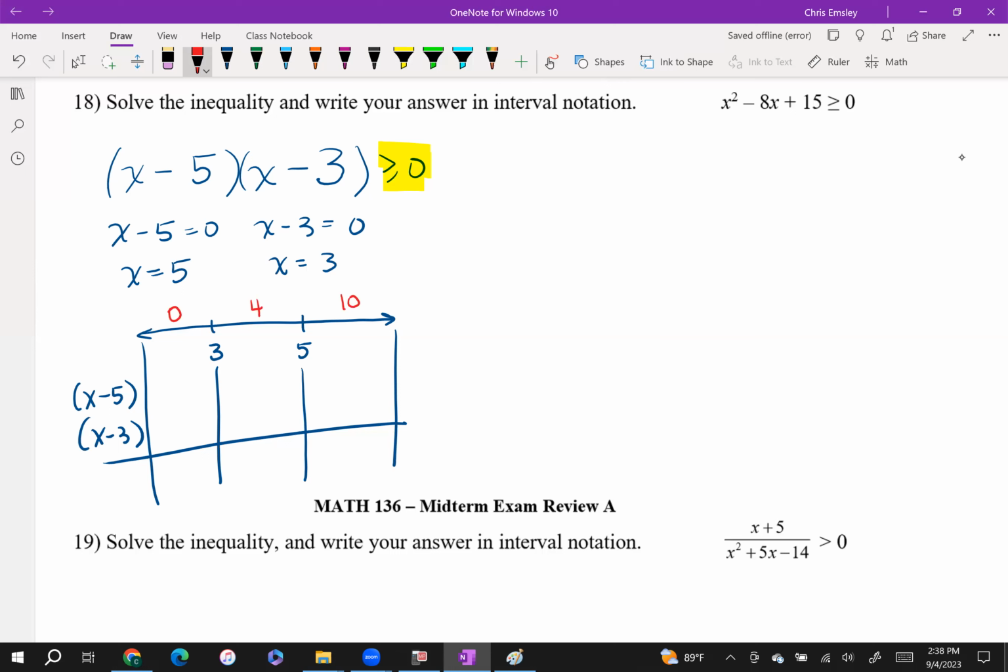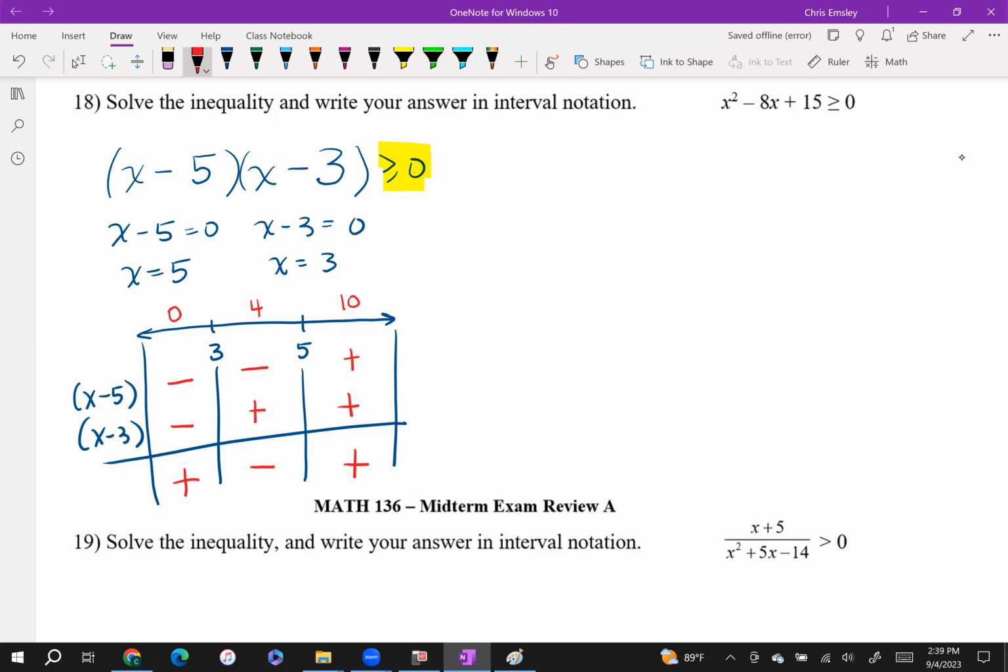Okay. I take each one of those values and plug them in for x over here on the left. So 0 minus 5. I don't even care what it's equal to. I just care that it's a negative number. 0 minus 3, also a negative number. 4 minus 5 is negative, but 4 minus 3 would be positive. 10 minus 5, positive. 10 minus 3, positive. Now, to get my final result, I multiply the signs in each column. So in this first column, a negative times a negative gives us a positive result. A negative times a positive is a negative result, and a positive times a positive is plus.